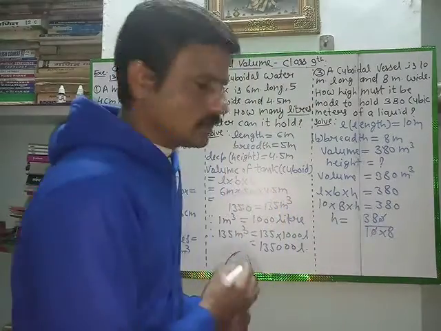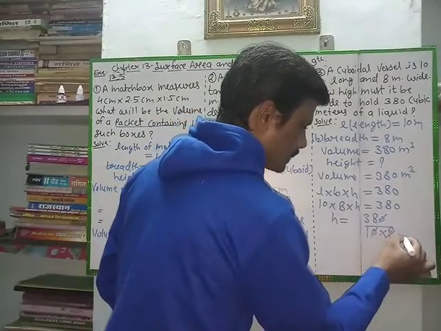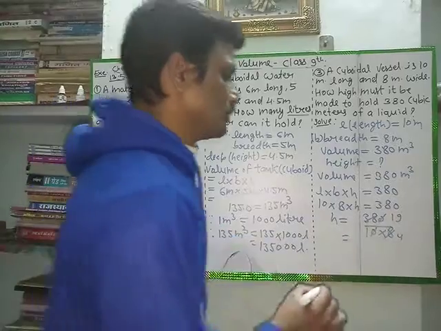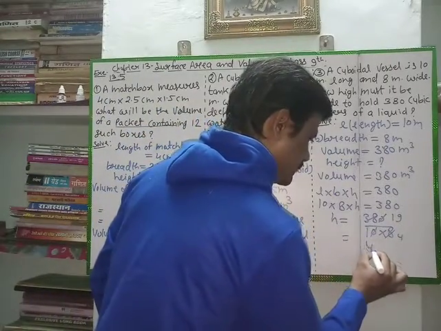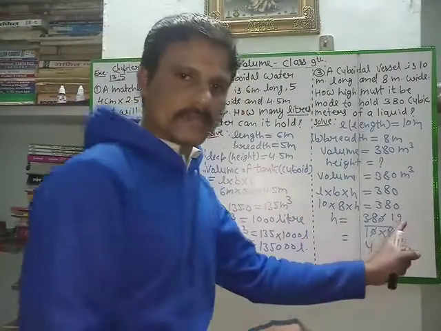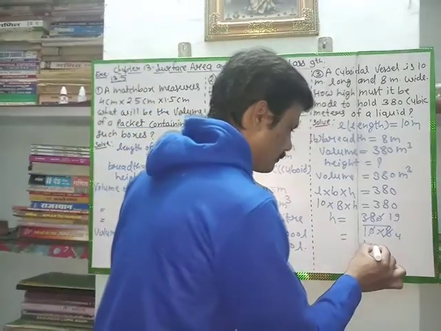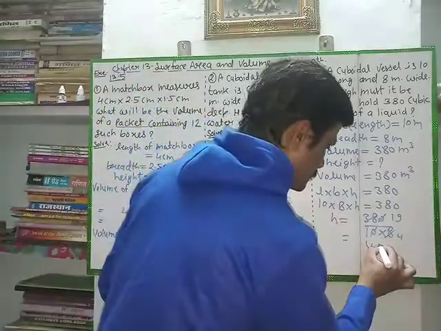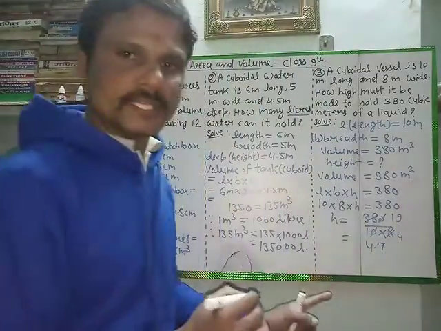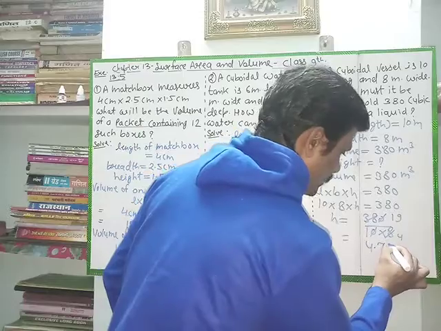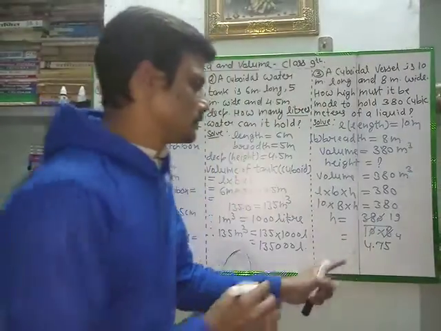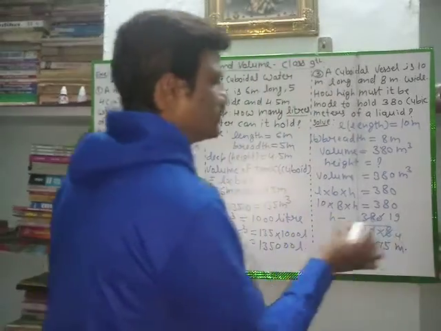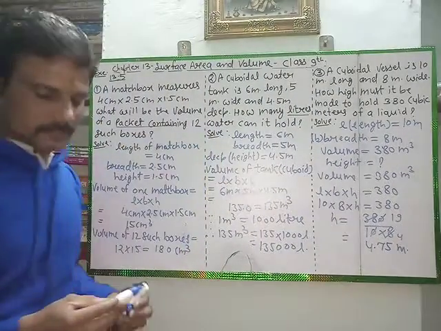1 0 will cancel out. 2 4s are 8 and 19. So 4 4s are 16, 3 remainder. 4 7s are 28 and 2 remainder, and 4 5s are 20. So 4.75 meter is the height of this vessel.